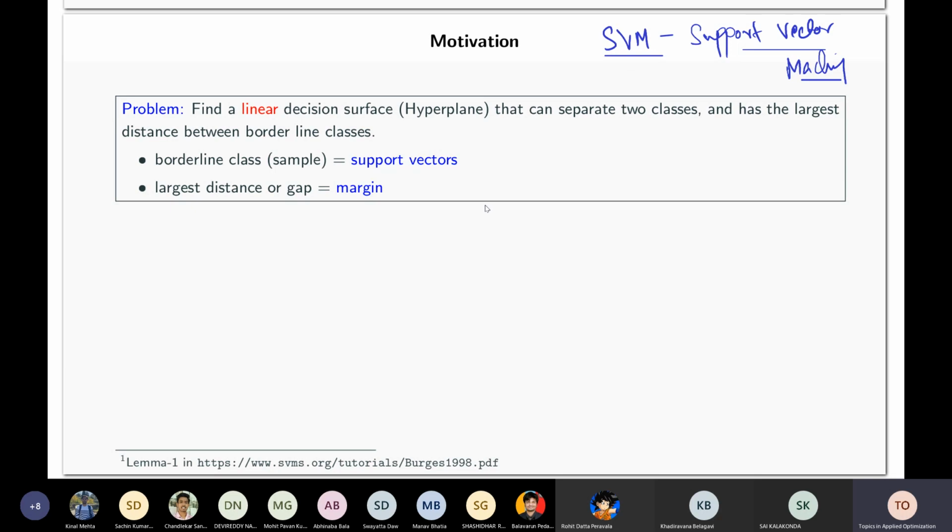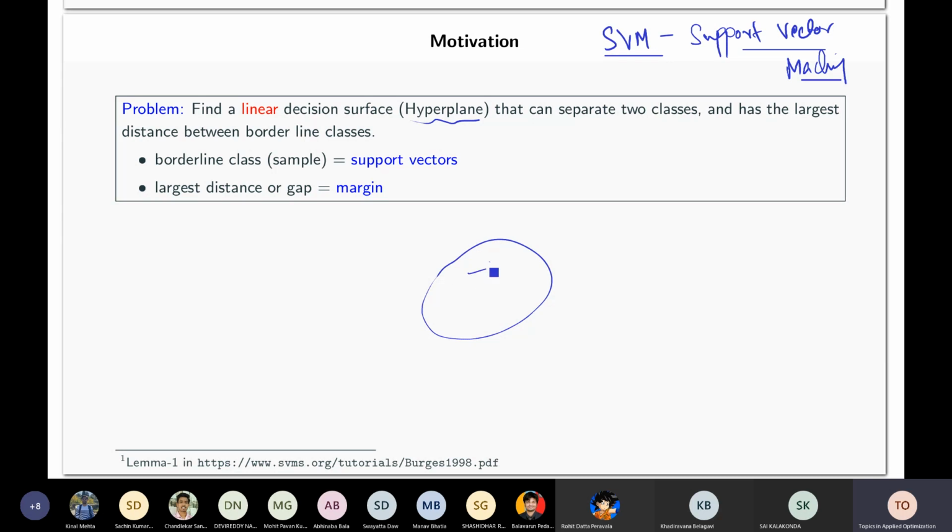So what is support vector machine? Let us see in a very detailed way. What is the problem? The problem is to find a linear decision surface, or the hyperplane, that can separate two classes, and has the largest distance between the borderline classes. So what is this problem?